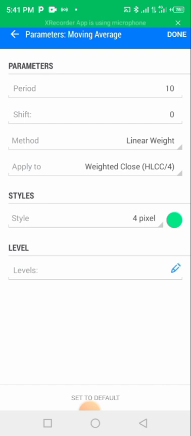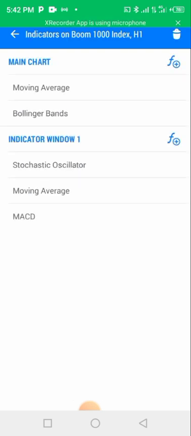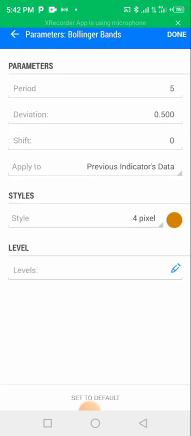The style should be 4 pixel and I'm using green. Make sure you use a color that is bold enough, like a color you can see clearly on your chart so you don't make mistakes. Okay, after that you click done, and the second indicator you'll be adding here will be the Bollinger Bands.